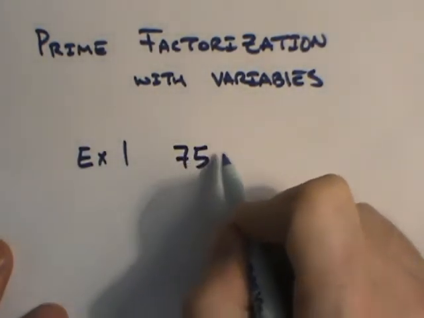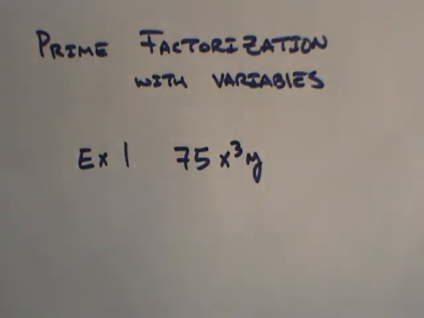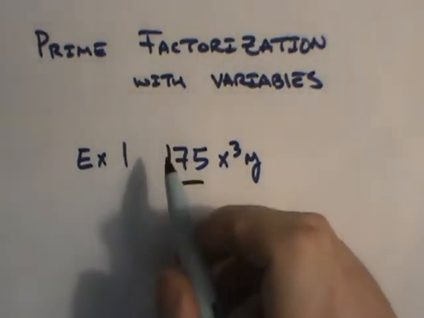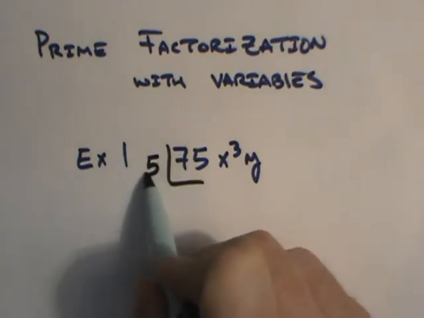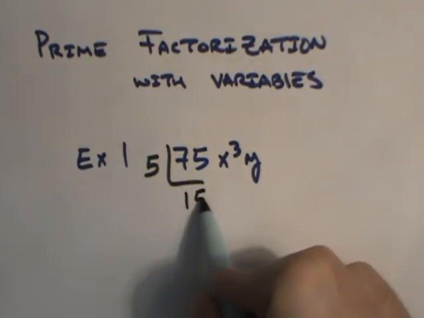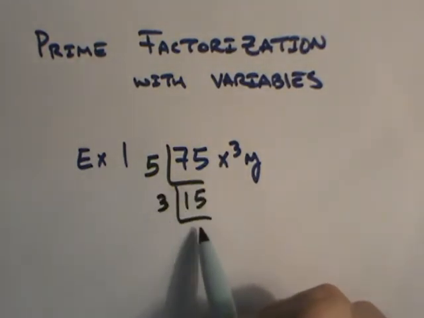75 x cubed y. Prime factorization means that you break the term down into all of its prime numbers. So I'd start with that 75. As I look at 75, 75 is divisible by 5. When I divide it by 5, that takes me to 15. And then 15 can be broken down into 3 and 5.